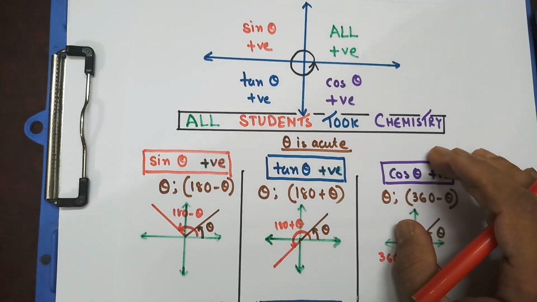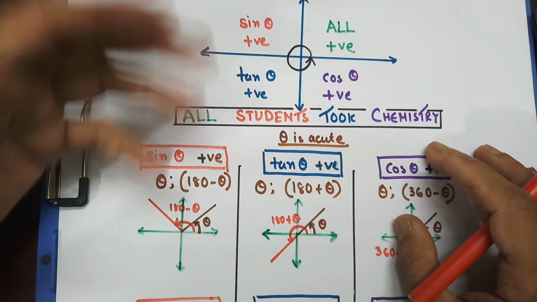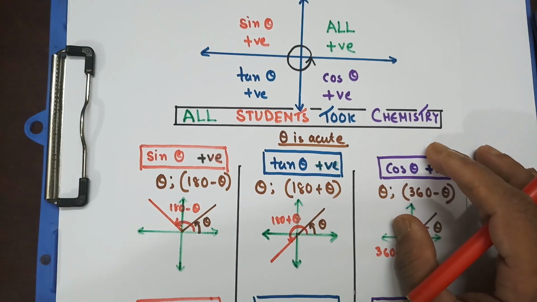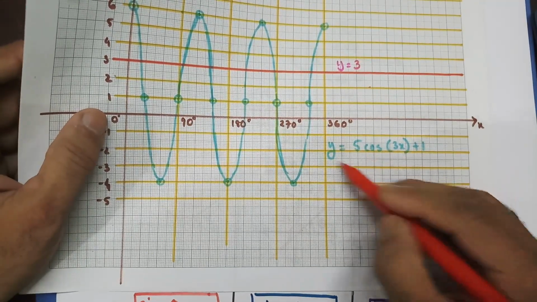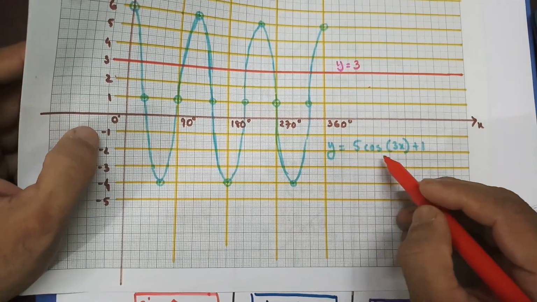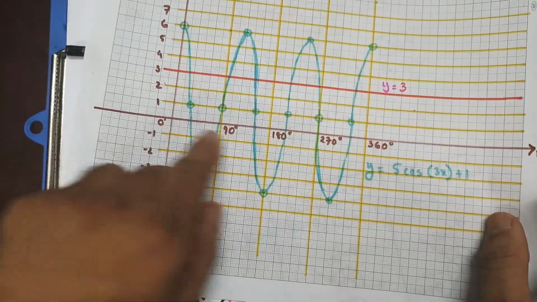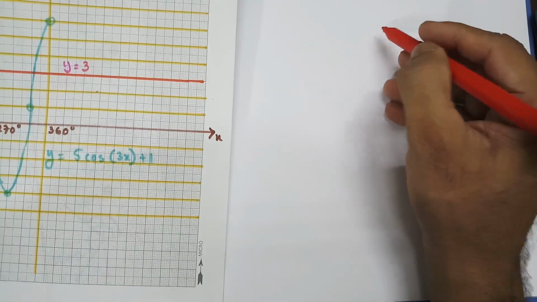Morning, students. In today's lecture, I'll solve another trigonometric function, and this time the equation of the graph is y equals 5 cos 3x plus 1, and where it intersects with the x-axis. So let me write down this graph and the values.